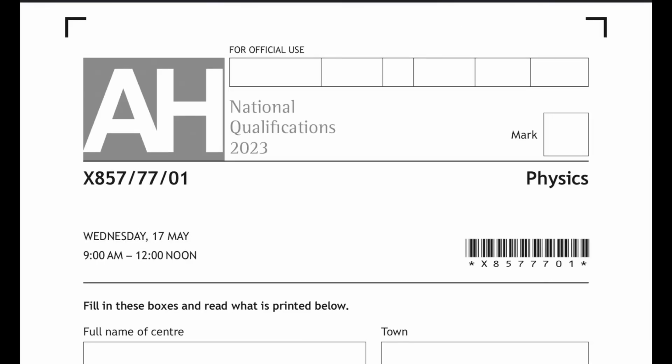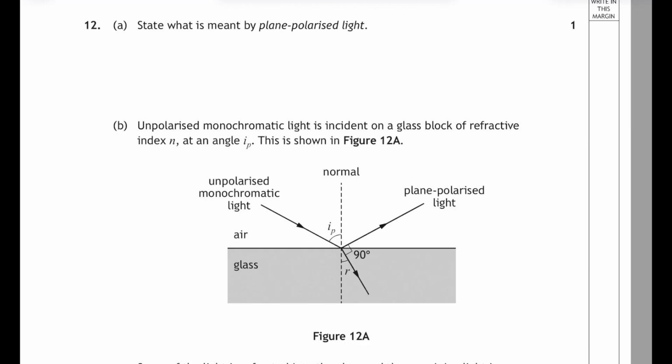This one is not on Mr. Davies' interactive PDF yet. It was last year's paper, the 2023 paper, and we're going to have a look at the polarisation question. It was question 12. And right away you should be able to see the similarity with the last question. 12 part A, state what's meant by plane polarised light.